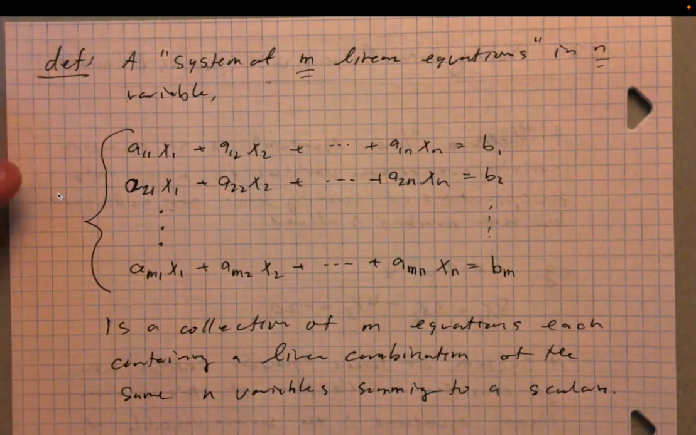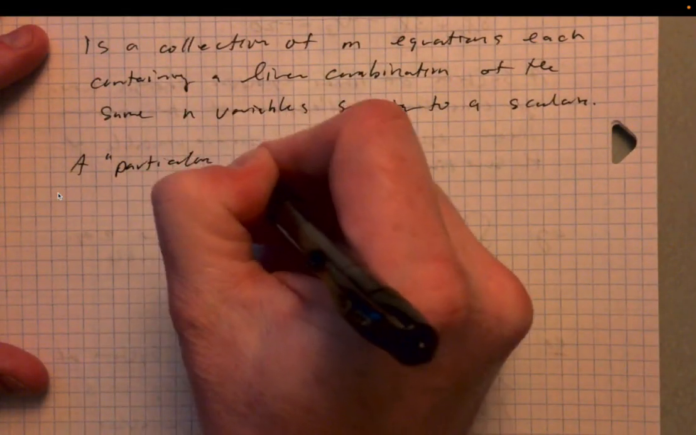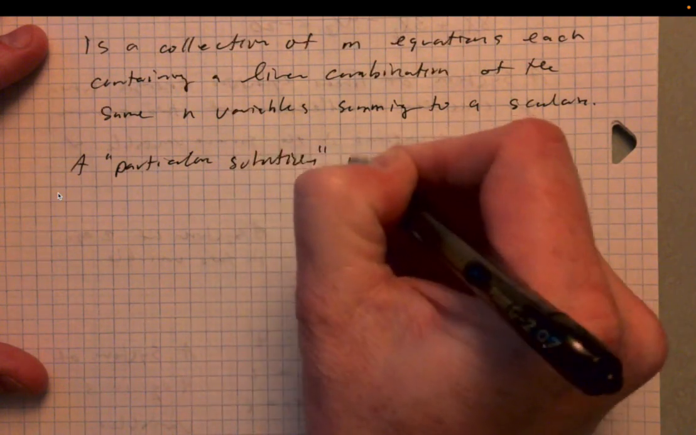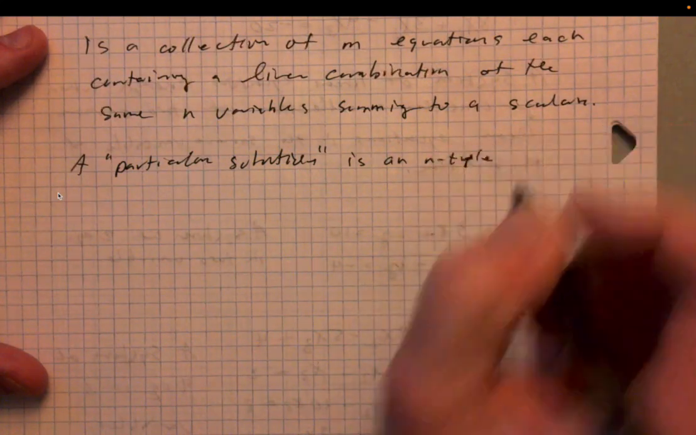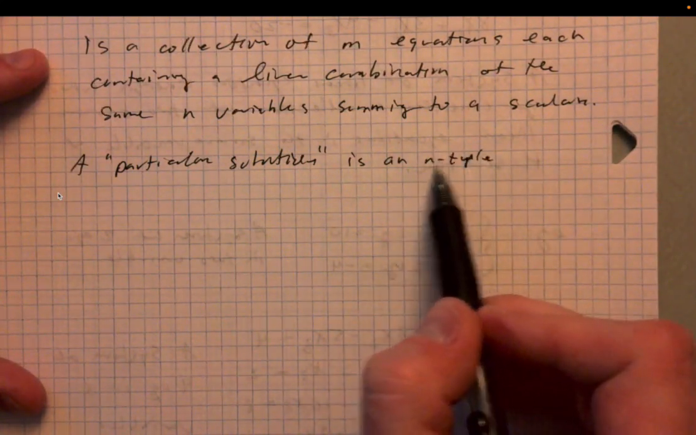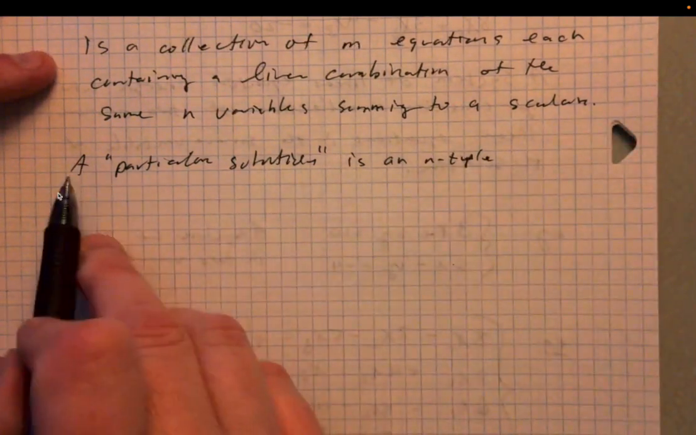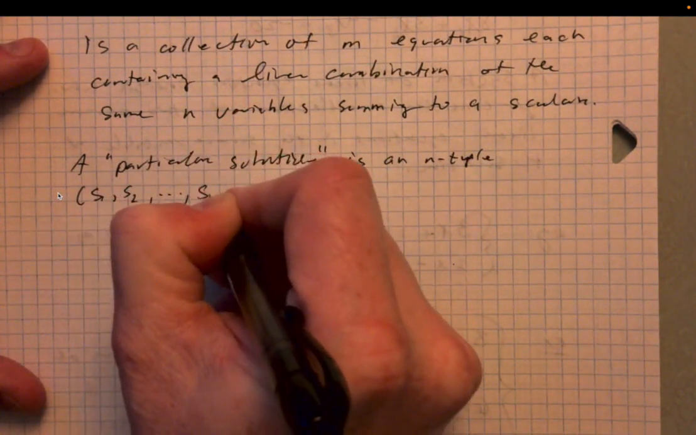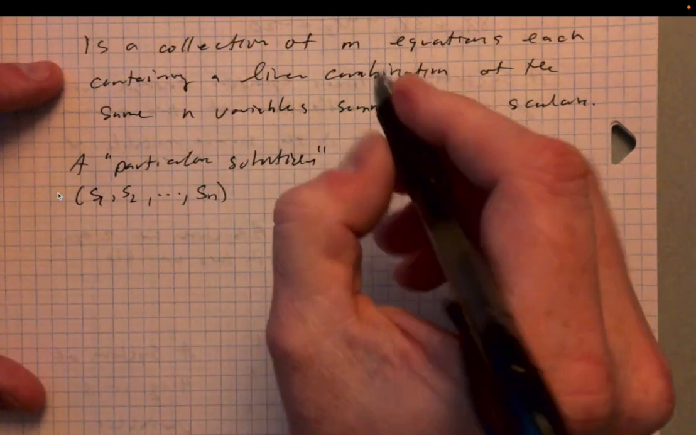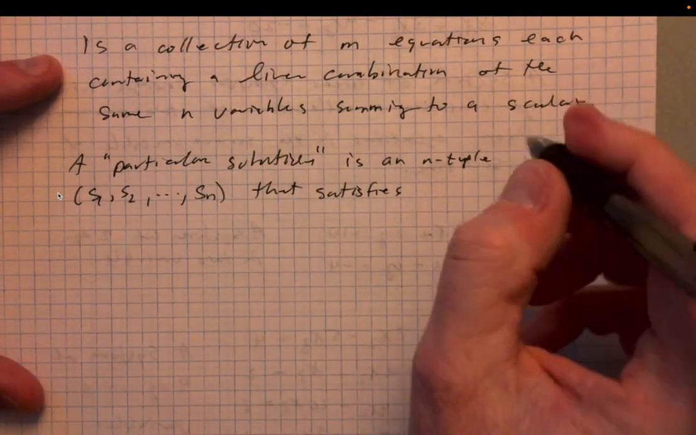Then let's talk about solutions. A particular solution is an n-tuple. We're talking about a system with m equations and n variables, so particular solutions are going to have n values, so it's going to be an n-tuple. So a particular solution is an n-tuple, we'll say s1, s2, ..., sn, that satisfies each of the m equations in the system.